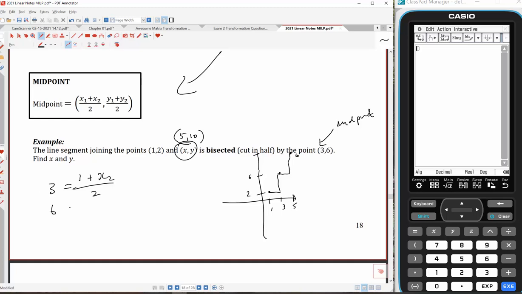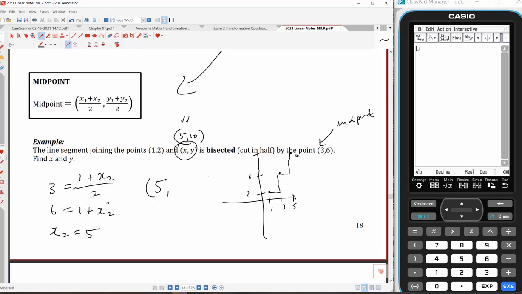2 multiplied by 3 is 6, equals 1 plus x2. We'll subtract 1 from both sides. x2 is equal to 5. So that's suggesting that as an ordered pair, the x value would be 5. And that is what I got graphically.